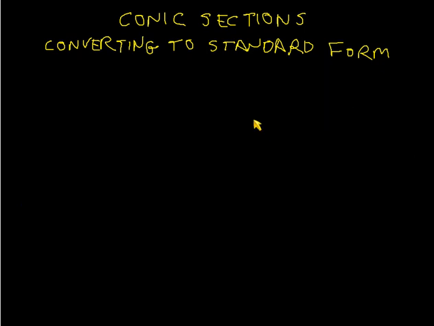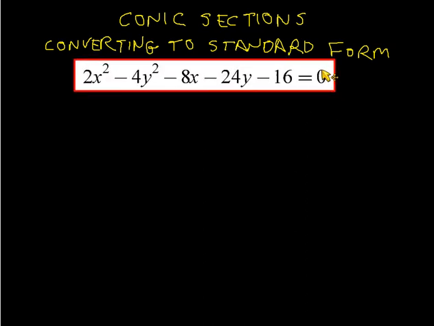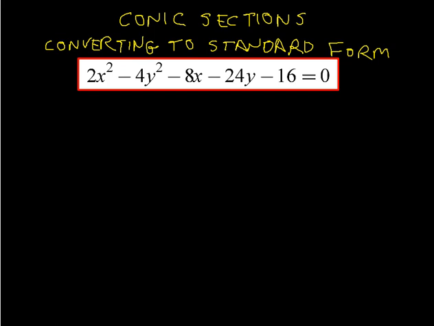Okay, so let's take a look at another example. In this example, we're going to have a little bit more that we have to do than before. We've got the 2x squared minus 8x. So again, I'm going to factor out the 2. So we'll have 2 times x squared minus 4x. The reason why is because 2 times negative 4x is negative 8x.